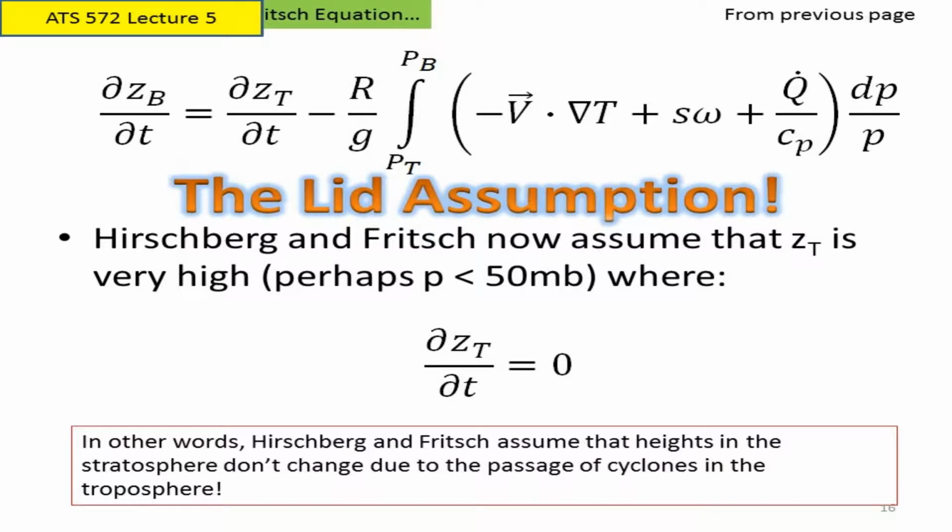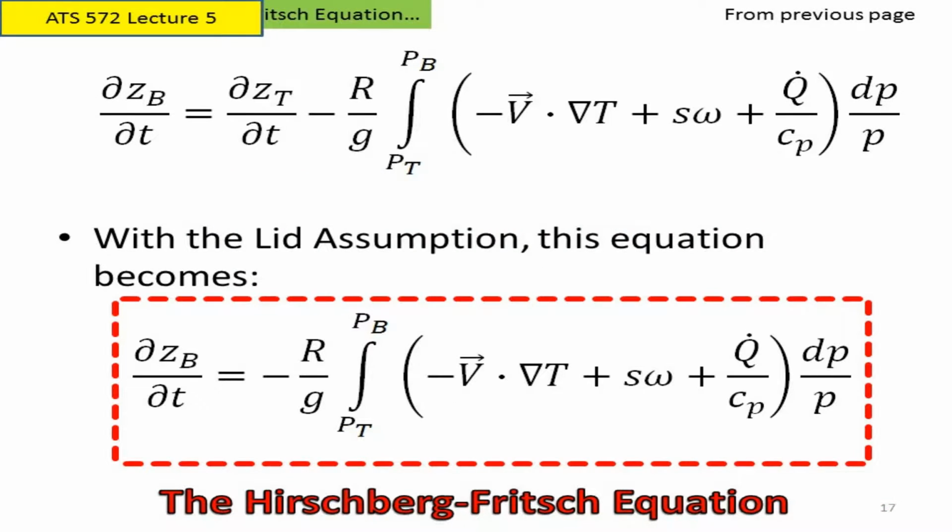Now, this is a tricky assumption. Hirschberg and Fritsch are saying that basically there's some height above the ground at which the passage of cyclones and anticyclones and things like that at the surface is no longer changing the geopotential height. Well, that's probably true. It's hard to know exactly where in the atmosphere this lid would actually be. Now, we went through about 20 slides to come up with our derivation of the Hirschberg-Fritsch equation, which in and of itself is not terribly important.